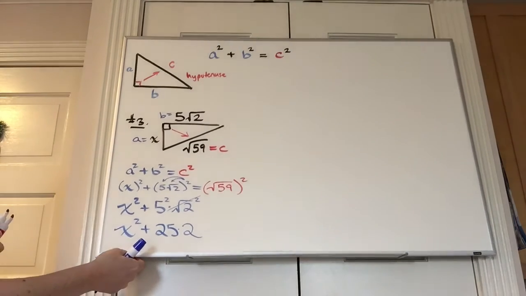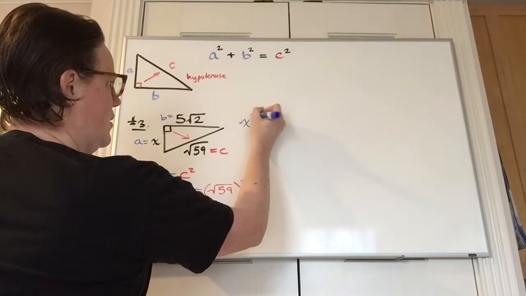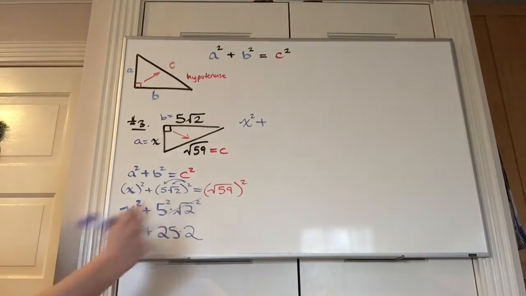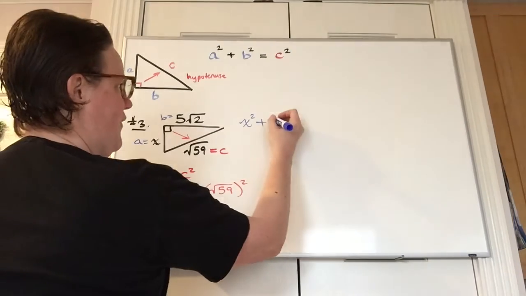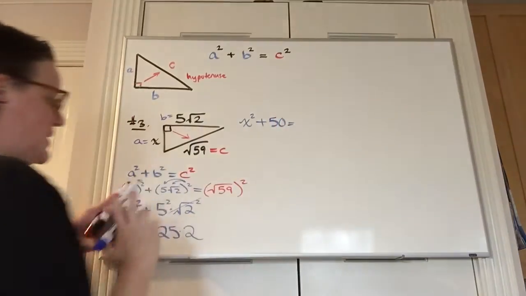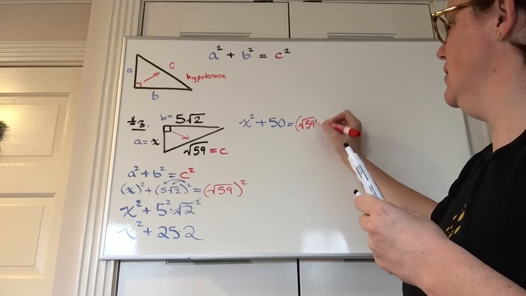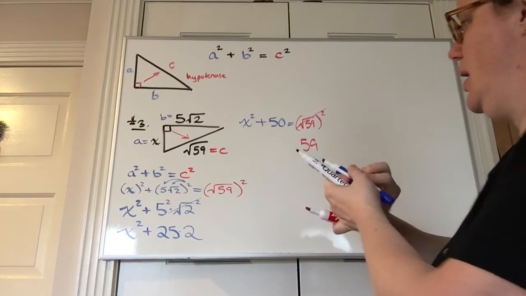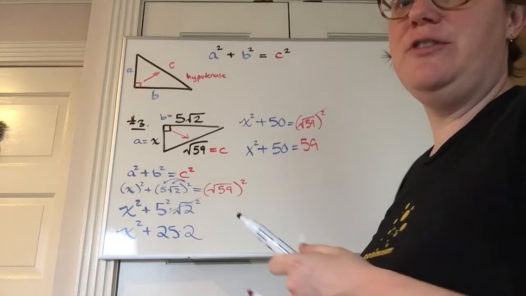Just so we have enough space to totally see what's happening here, I'm going to write the blue part sort of by the triangle. So I had x squared, and then I had 5 root 2 squared, which became 5 squared times root 2 squared, 25 times 2. That total value is going to be 50. And then that's going to be equal to my c squared, square root of 59 squared. I know that square roots and squares just cancel out. That's 59. X squared plus 50 equals 59.